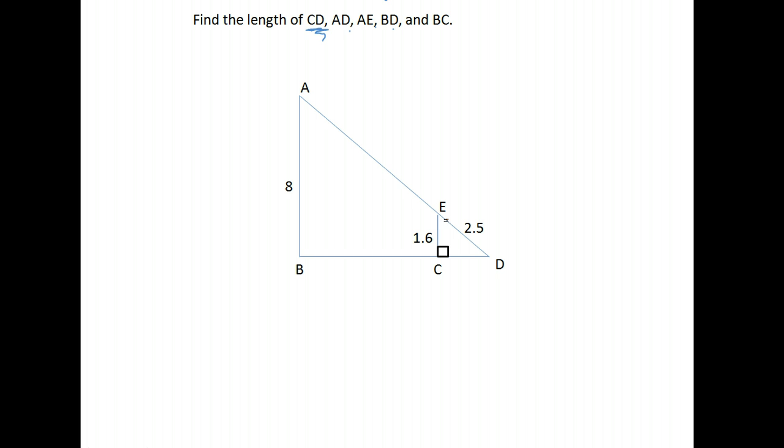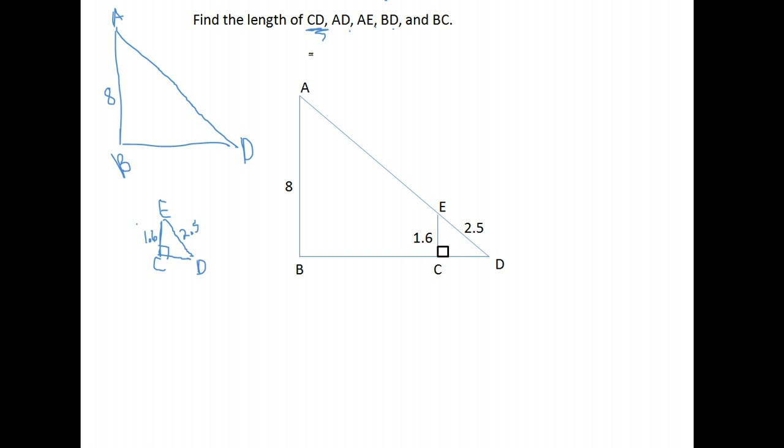We have the smaller triangle here. What I like to do is pull them apart a little bit to get started, because sometimes when they're overlapping, it's hard to see the pieces and how they fit together. So here's the smaller triangle, and it has sides 1.6 and 2.5. And then my bigger triangle, I know that this side is length 8, my AB.